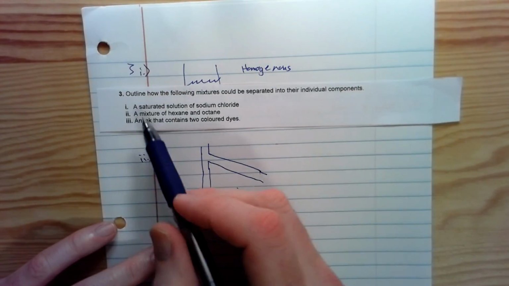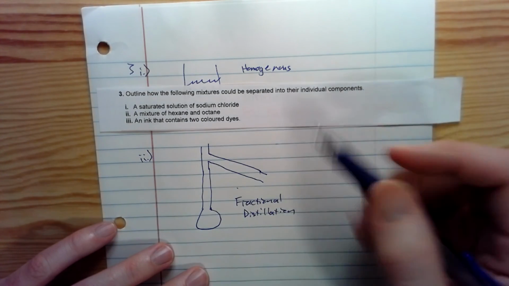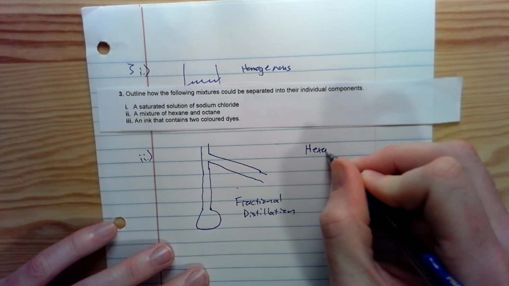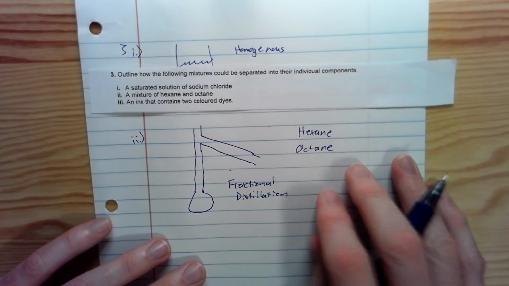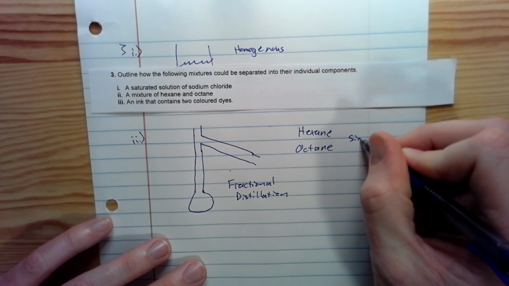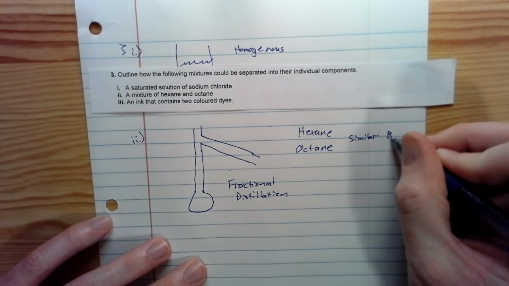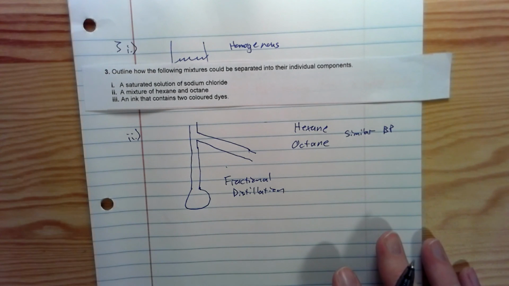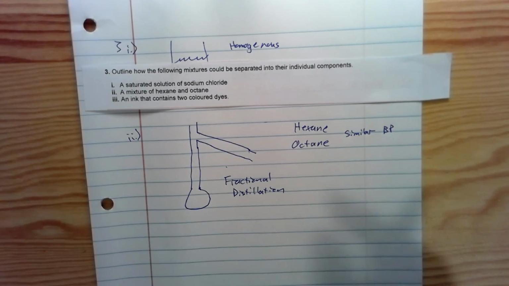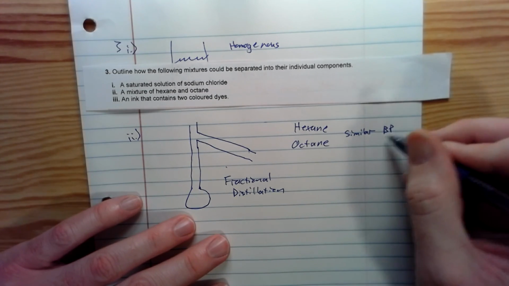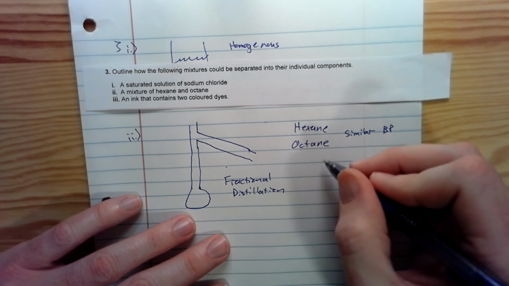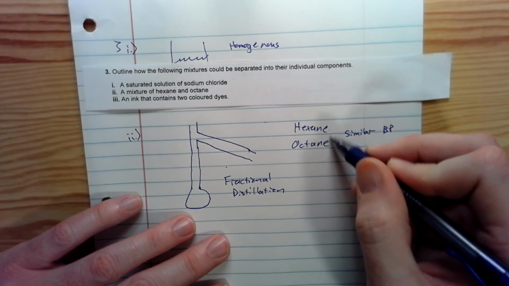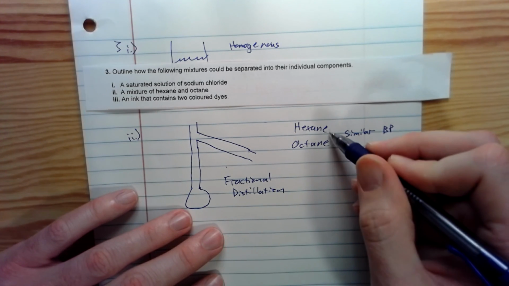Now for number 2, it says a mixture of hexane and octane. So we have hexane and octane. Now the trick here is that both of them have similar boiling points. You could actually look that up in your data booklet. The IB would expect you to know that, because those things are given to you in the data booklet. Since they have a similar boiling point, they also have similar London dispersion forces.